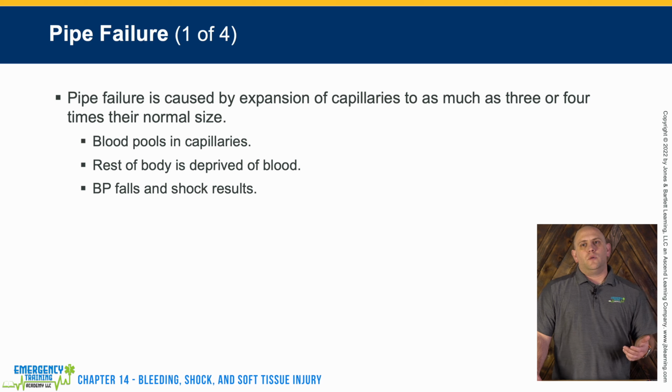We also will see this type of pipe failure and expansion of the pipes in anaphylactic shock. And this is caused by an extreme allergic reaction to any number of foreign substances. Our patients are going to appear flushed. They may have difficulty breathing, and then the blood pressure will drop rapidly.